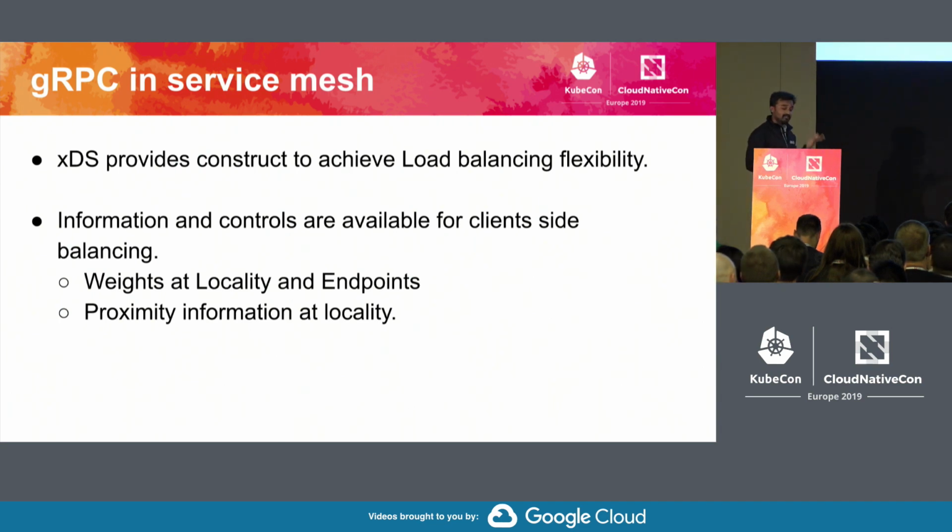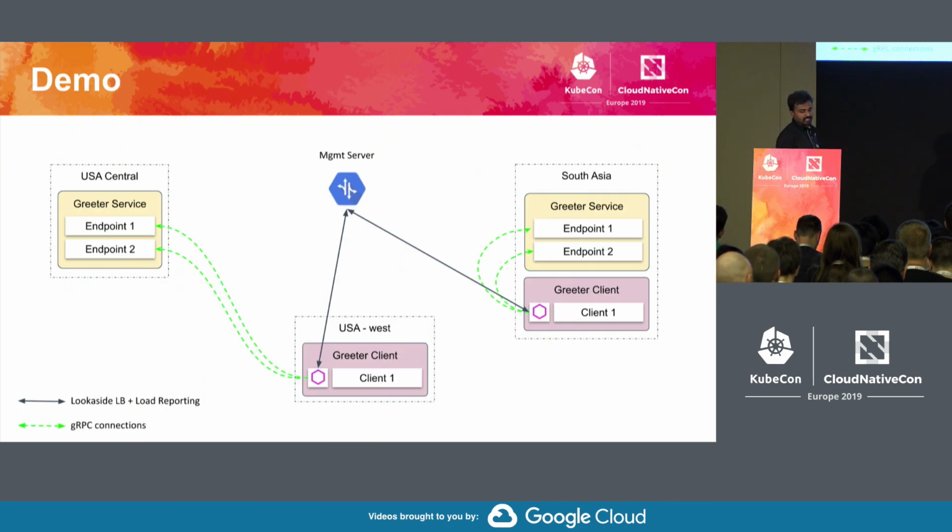Now, we've talked about gRPC services and we've looked at service mesh. So how do they come together? The same infrastructure that we've talked about for service mesh, using the sidecar proxy, can also be used to do gRPC load balancing. And we've looked at how XDS provides various constructs for load balancing flexibility, including locality and proximity information. This information can be used to do gRPC load balancing using the sidecar. And we'll look at that in our demo, which we are going to do next.